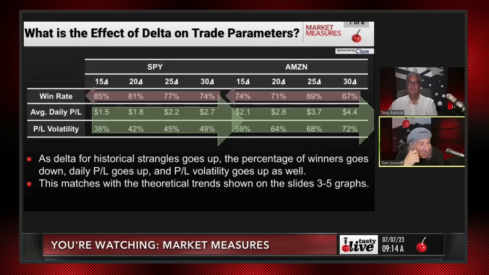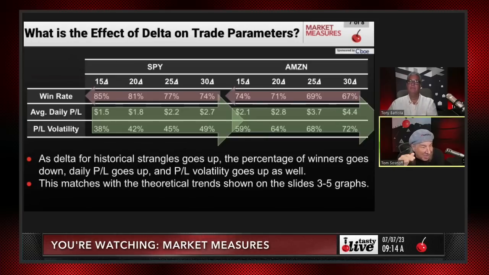Okay, so I'm going to summarize it, but here you can see on the top the 15, 20, 25, and 30 delta strangles. And obviously, because the SPY has a much lower implied volatility than Amazon, the SPY had a much higher win rate because lower volatility, higher win rate. The daily P&L was greater in Amazon because you collected a much bigger credit and the volatility was higher. So I think that makes sense.